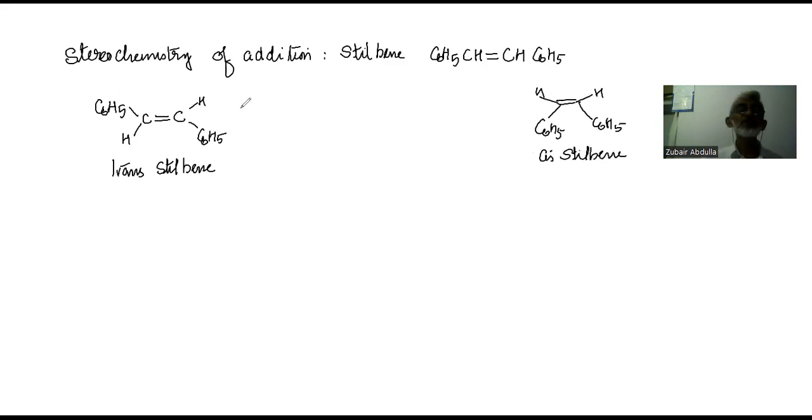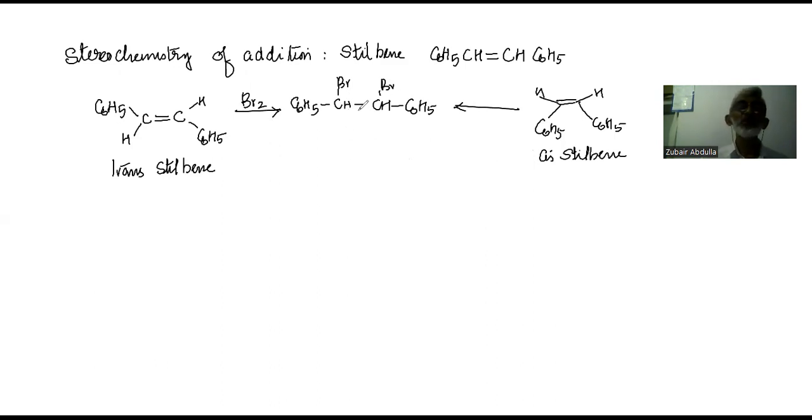If you treat this with bromine, molecular bromine, in a suitable solvent, maybe CCl4 we can take, we will have the addition product, C6H5CHBrCHBrC6H5. So this is a product of it.